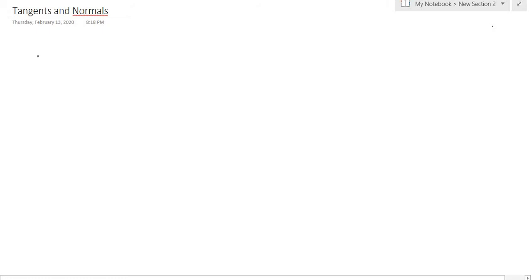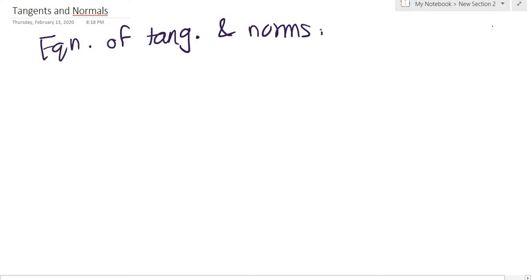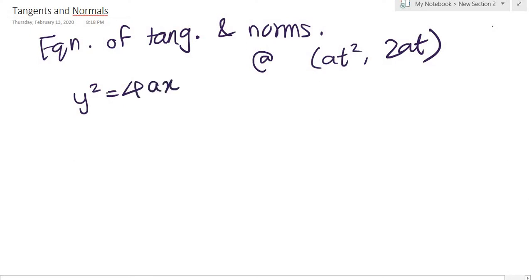Now in the next question, it's told us to find the equation of the tangent and normal at the point 2at squared comma 2at on the curve y squared is equal to 4ax. Now let's go ahead and differentiate that, find our dy over dx, and then we can get the slope of our tangent at this given point, and we plug that in. So let's differentiate: 2y dy over dx is equal to 4a.